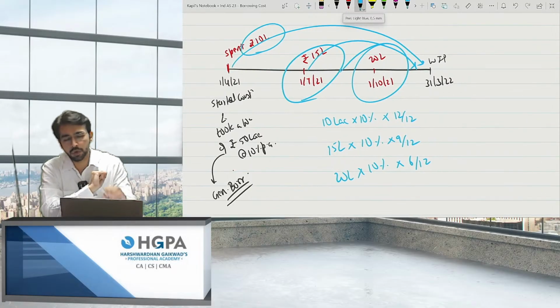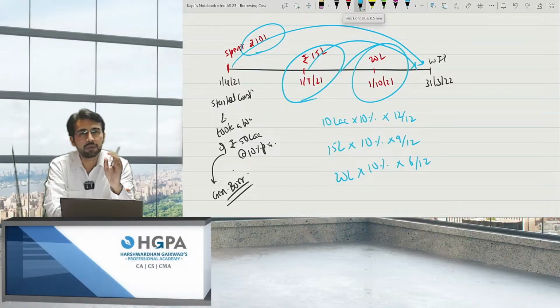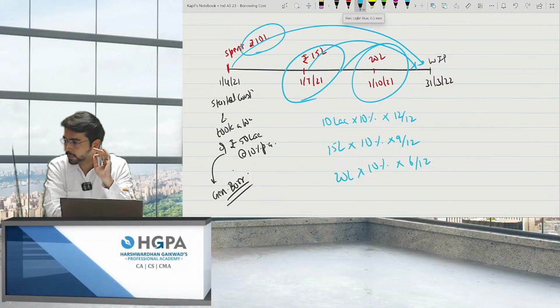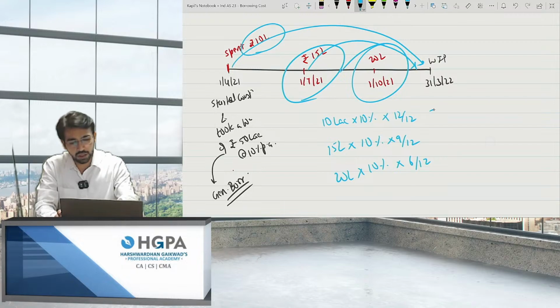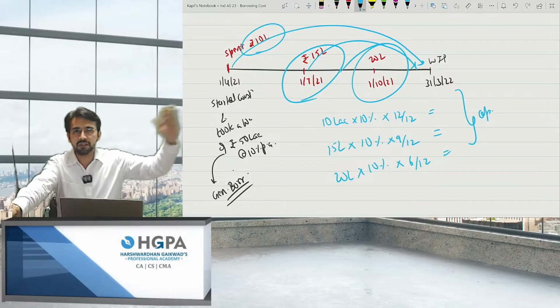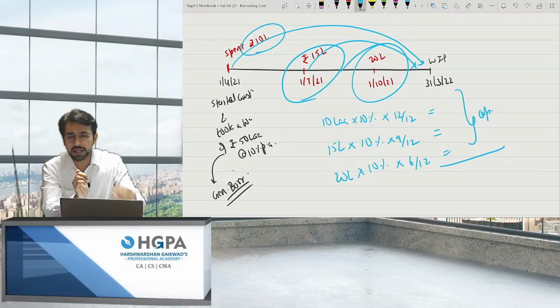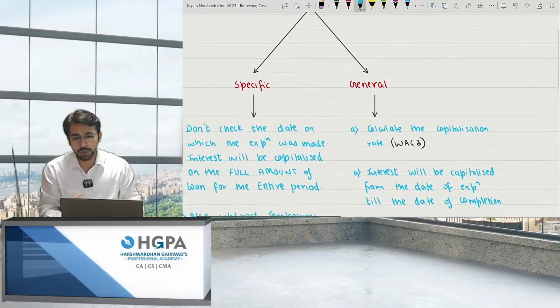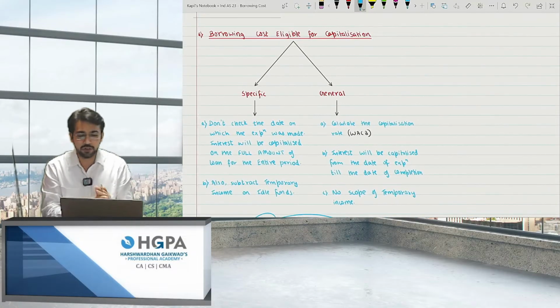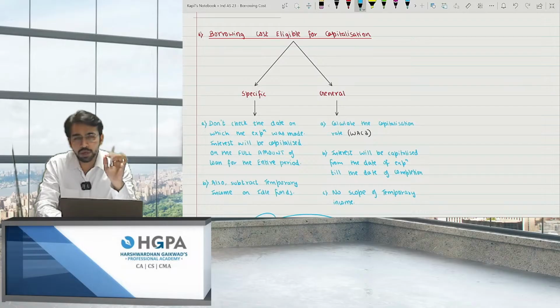Okay. And moreover, there will be no benefit of the temporary income. Temporary income will not be subtracted from this, because temporary income is the point which is to be used with specific borrowing itself. So whatever the answer will be, this will be capitalized. So out of that total 5 lakh, obviously I will pay 5 lakh, but it will not be capitalized fully. It will be capitalized only to the extent of this, whatever the calculations are, and the rest amount will be transferred to P&L. So I hope you got this point. That is, what is borrowing cost eligible for capitalization, right? So these are the 2 points. Very important point is on specific, I will not check the date. Okay. Moving ahead.